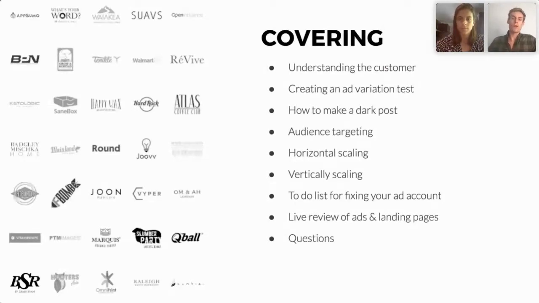And then we're also going to go over a few things about the different types of things we test when we're running accounts, and how you would go about turning that into a test campaign, then a dark post, and then, as I mentioned, the horizontal and vertical scaling. I can explain a little bit more about what that exactly is. But then we can also go through the live landing page reviews as well as ad reviews.